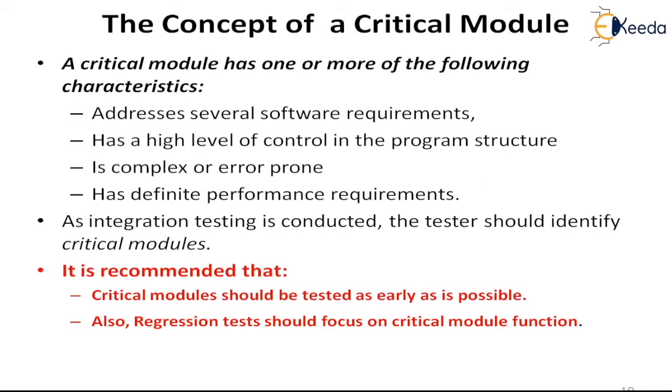Now we will look at what a critical module is. A critical module has one or more of the following characteristics. Either it addresses several software requirements, or it has high level control in the program structure. When it has high level control, that means it is controlling many paths, many modules. Or it is complex and very error prone because it has much complex logic inside it. Or it has a definite performance requirement.